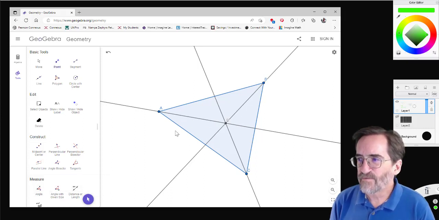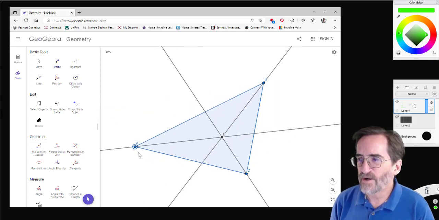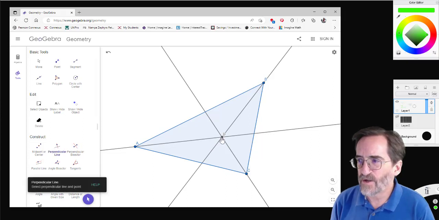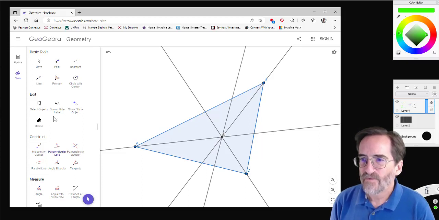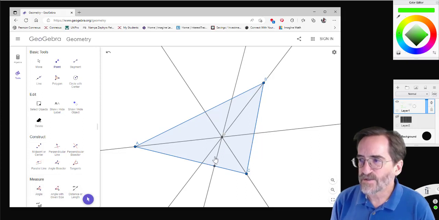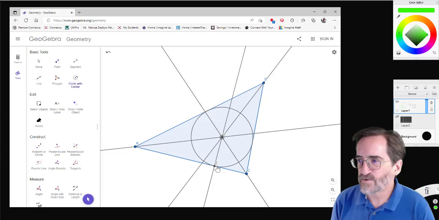And it's a little bit tricky to draw the in-circle here. So what I need is the perpendicular distance from the in-center to one of the sides. So I'm going to do a perpendicular line through a point not on a line. So click on D and AC. So that's perpendicular to that side. And then I'm going to put a point on the intersection there. So DE is the perpendicular distance to AC. And then I'm going to draw a circle with center D that goes through E. And you'll notice it just touches all three sides.